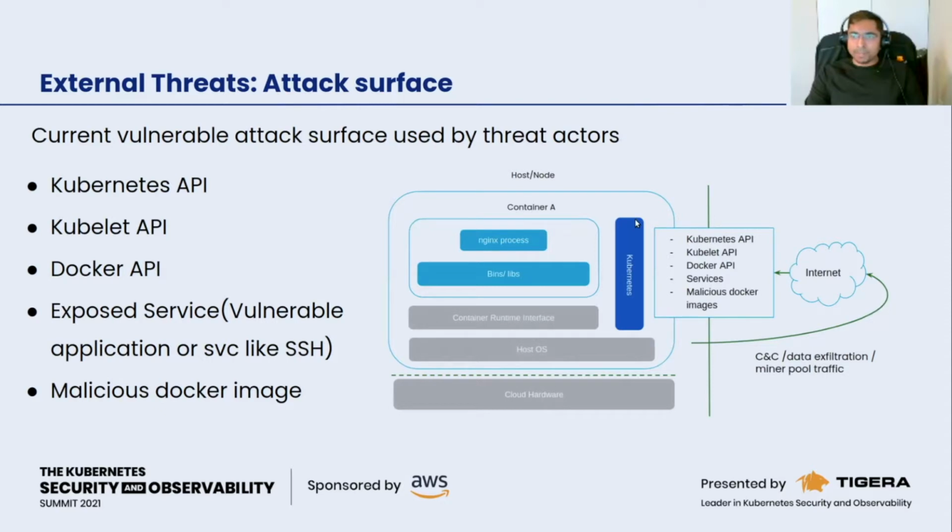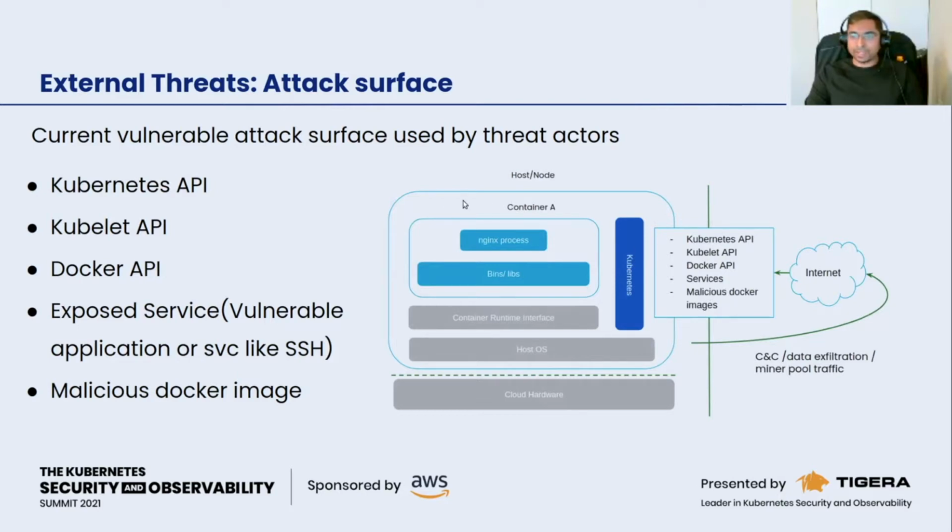But being the orchestrator, it exposes a lot of APIs so that users can talk to it. So there is the Kubernetes API, the kubelet API, which is a process on the host itself, and the Docker API, and usually these are exposed by default to the internet, and you need to secure that. Also, Kubernetes has a way where you expose your services to the internet. And last but not least, malicious Docker images.